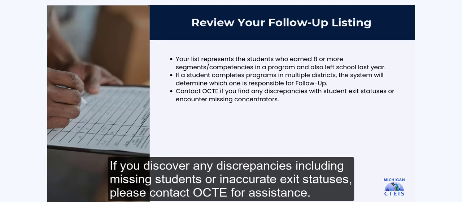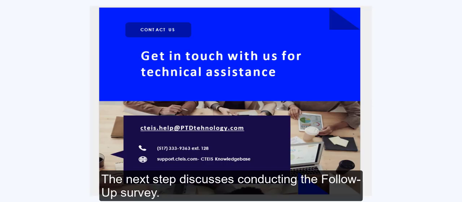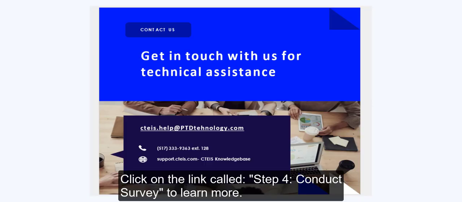If you discover any discrepancies, including missing students or inaccurate exit statuses, please contact OCTE for assistance. The next step discusses conducting the follow-up survey. Click on the link called Step 4, Conduct Survey to learn more.